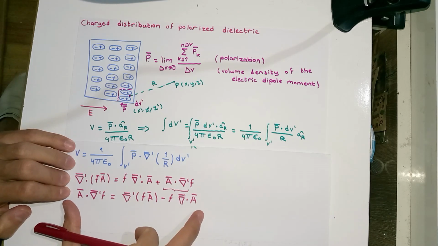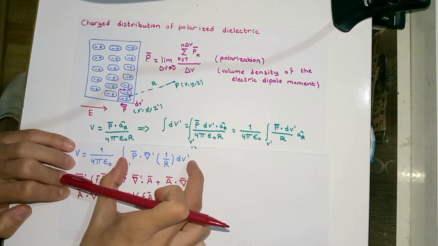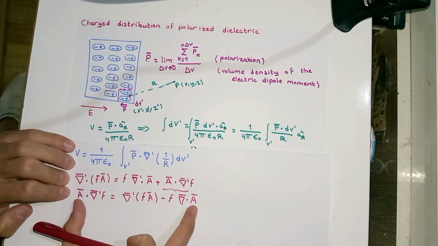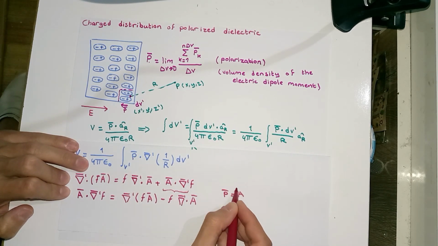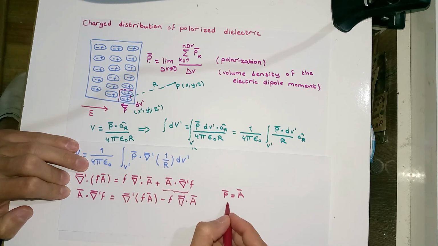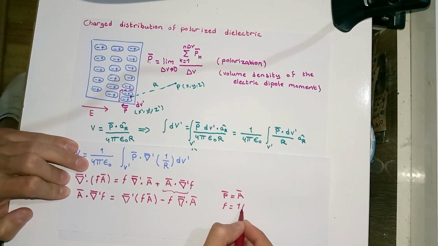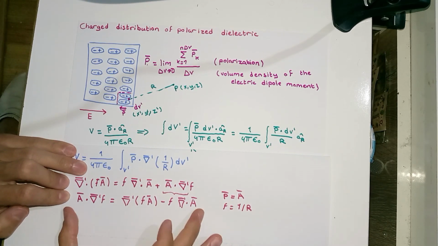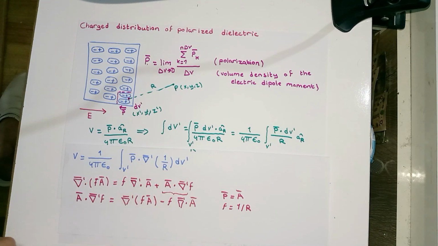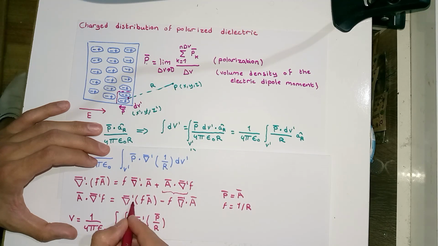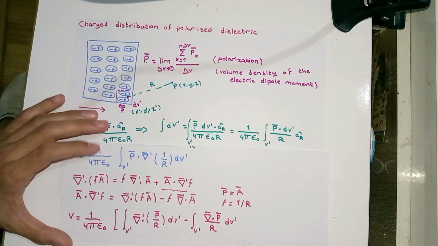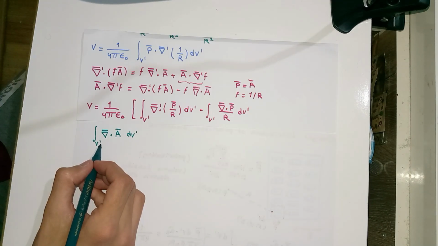Now let's apply this formula, in this case P is equal to A and f is equal to 1 over r. Apply this into this, and we will have this. And now let's apply the divergence theorem.